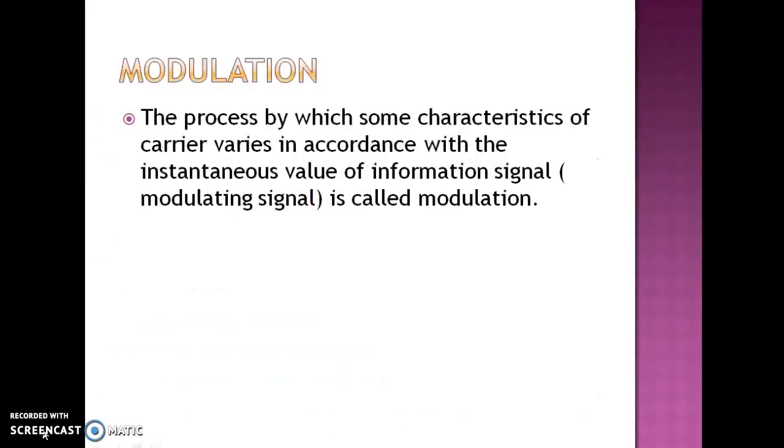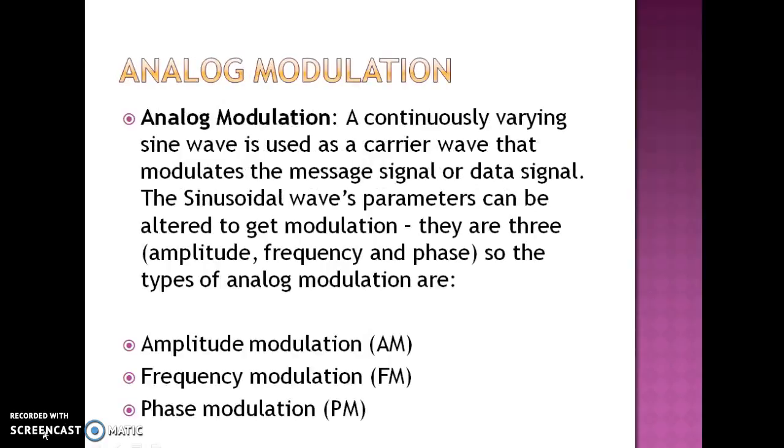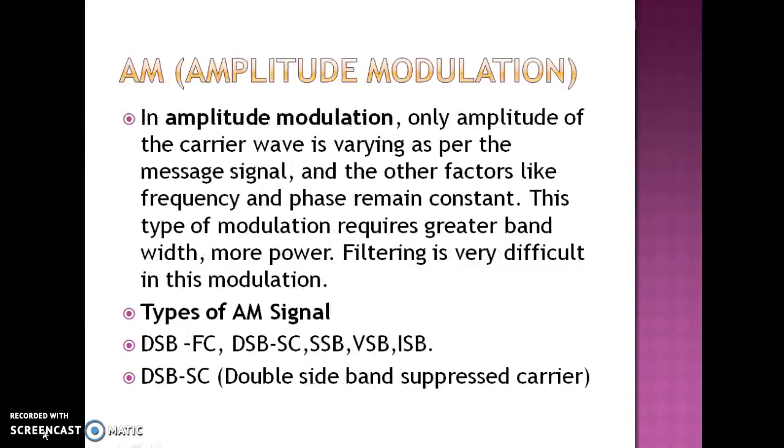So let's see what is modulation. The process by which some characteristic of the carrier varies in accordance with the instantaneous value of the information signal, that is the modulating signal, is called modulation. In analog modulation, a continuously varying sine wave is used as a carrier wave that modulates a message signal or data signal. The sinusoidal wave's parameters can be altered to get modulation. There are three parameters, that is amplitude, frequency and phase. So the types of analog modulation are amplitude modulation AM, frequency modulation FM and phase modulation PM.